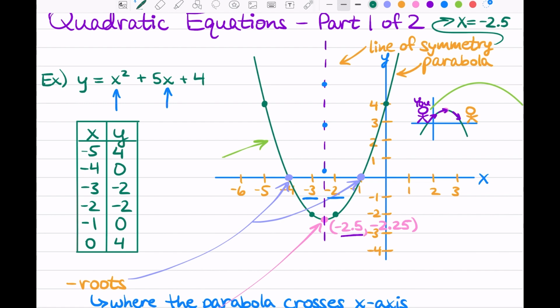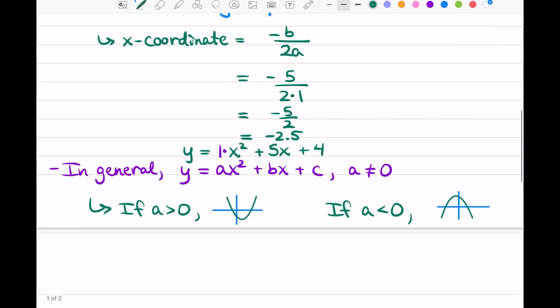For the rest of the video, we'll take a look at a couple quadratic equations and work on finding the vertex and the line of symmetry. In the next video, we'll focus on finding the roots.